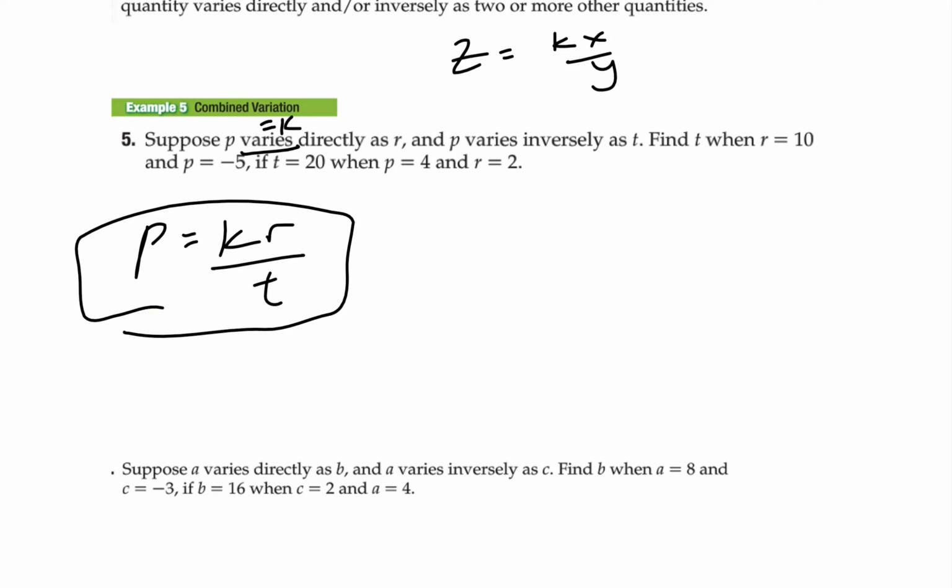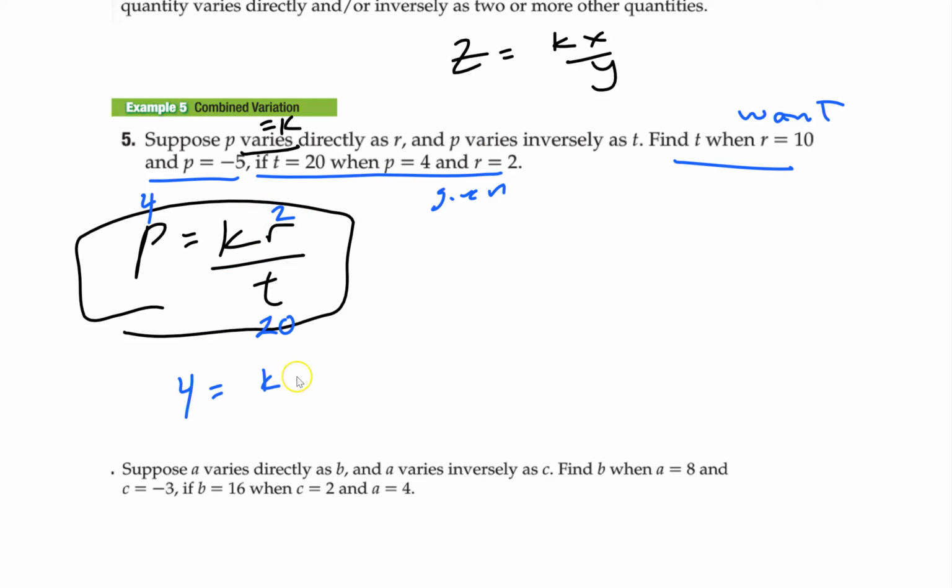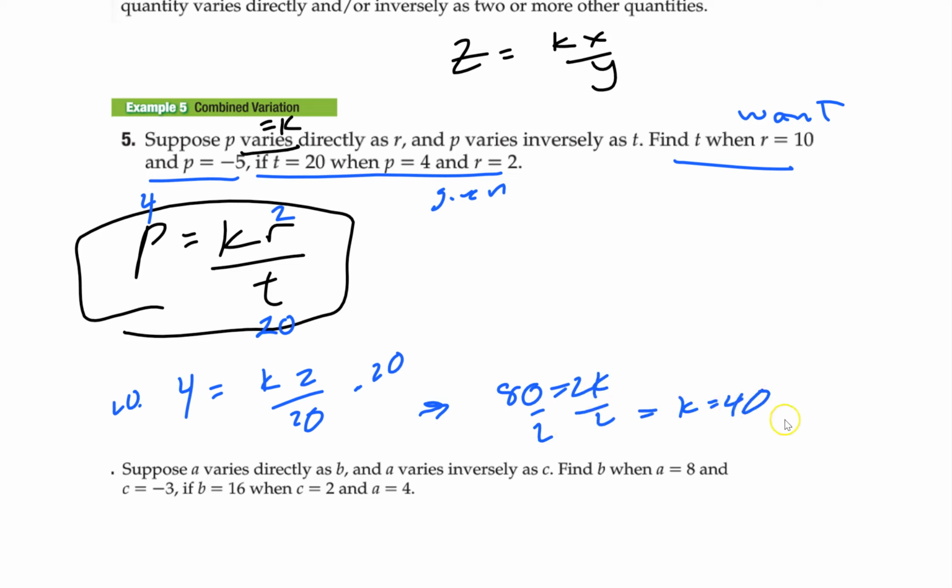Other than that, we do the exact same way we always do. Find t when r equals 10 and p equals negative 5. That's the want. We need our given to find the actual value. Here it is, this is what they give us. t equals 20 when p is 4 and r is 2. I have everything I need to find k. Solve for k, multiply both sides by 20. And you're going to get 80 equals 2k, divide by 2. k equals 40. Now remember, we're not done. We just found our k, so now we can plug it in. Here's my equation.